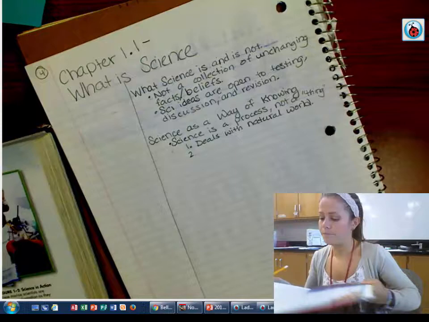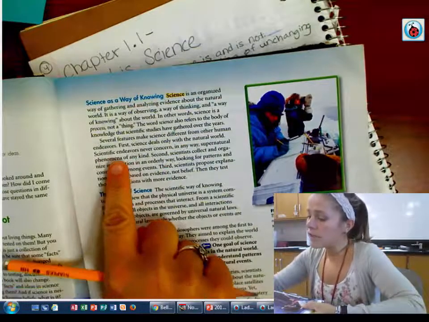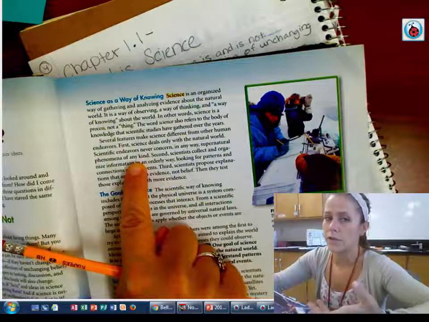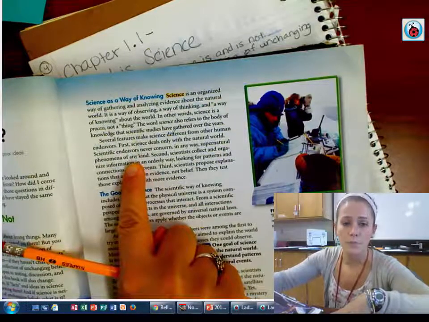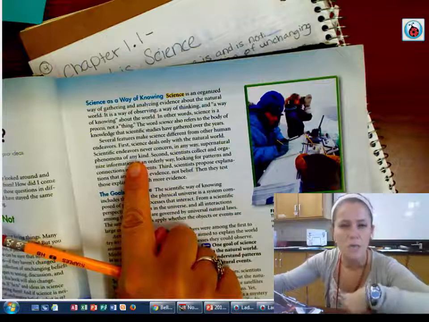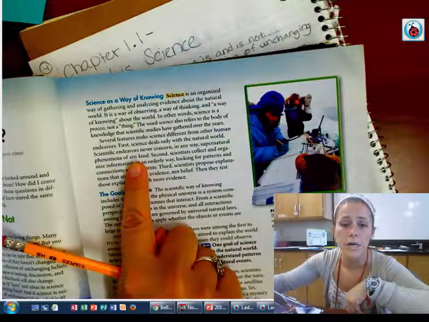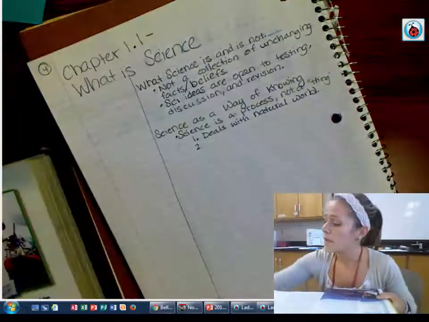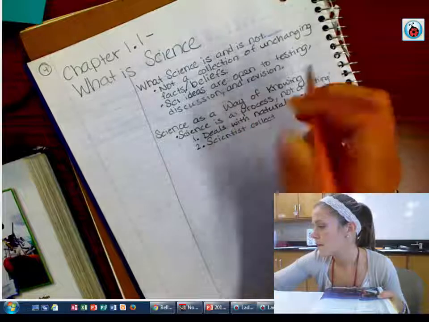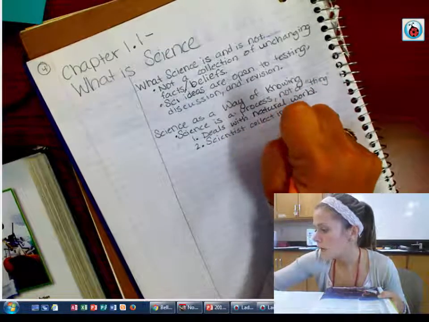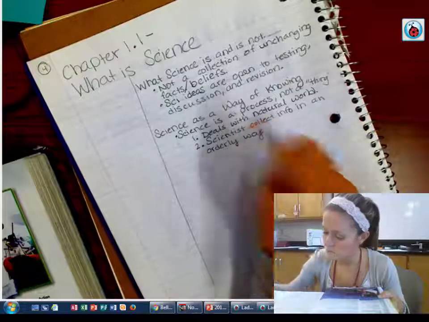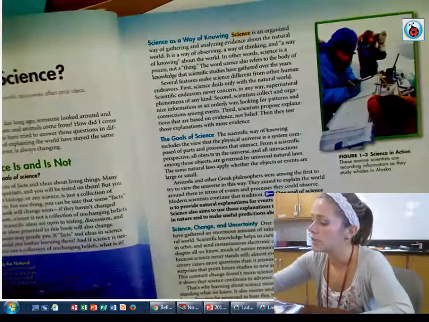Number 2, what is it telling? Scientific endeavors never concern in any way supernatural phenomena of any kind. That just means it helps describe the sentence that we just wrote. So if you don't understand natural world, then that's something that would help you understand. For me, I'm not going to write that down because I pretty much understand what natural world means. Second, scientists collect and organize information in an orderly way. So scientists collect info in an orderly way. So looking for patterns and connections among events.